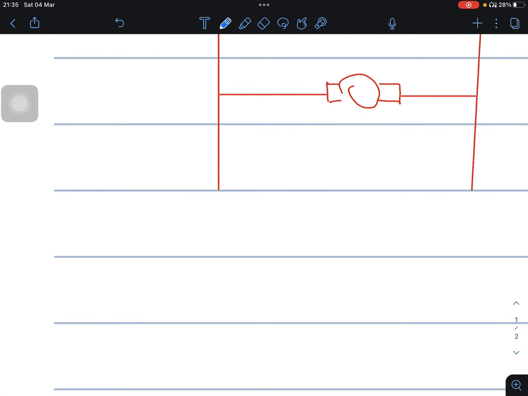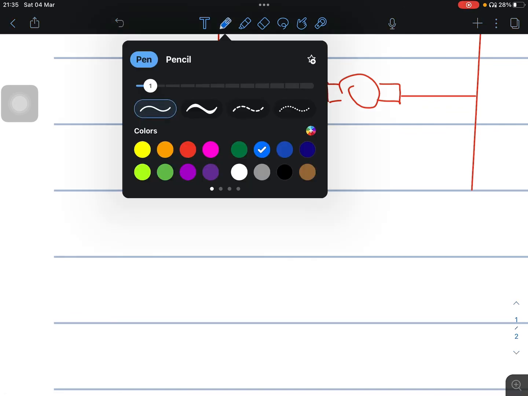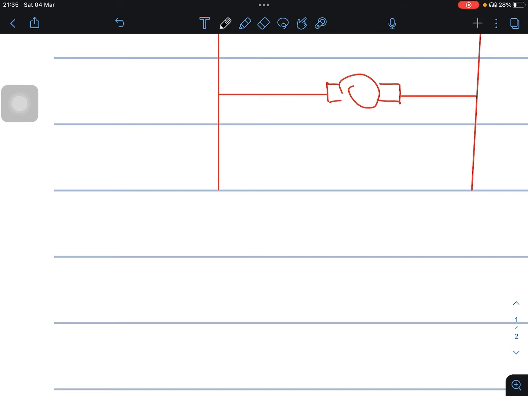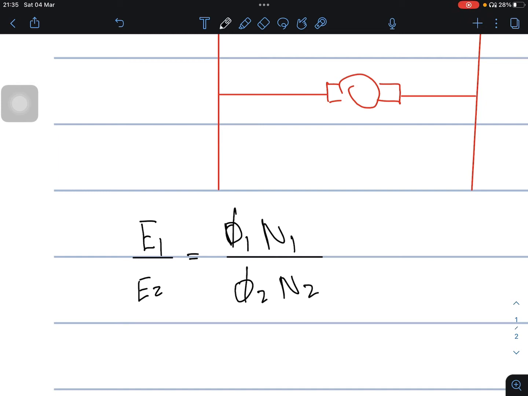We have to calculate the speed. We know the formula to calculate the speed. It's E1 over E2 is equal to flux 1 N1 over flux 2 N2. Guys, in this case, even though it is a shunt motor, the flux changed.